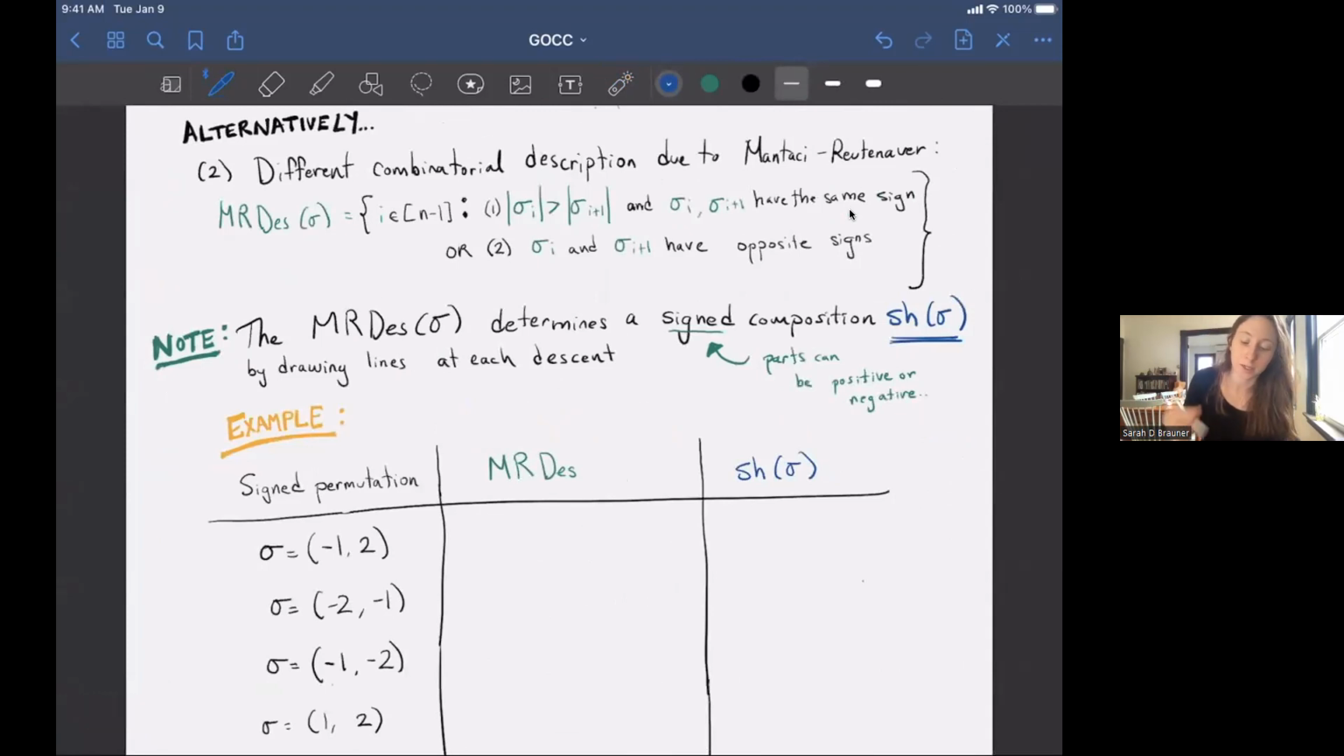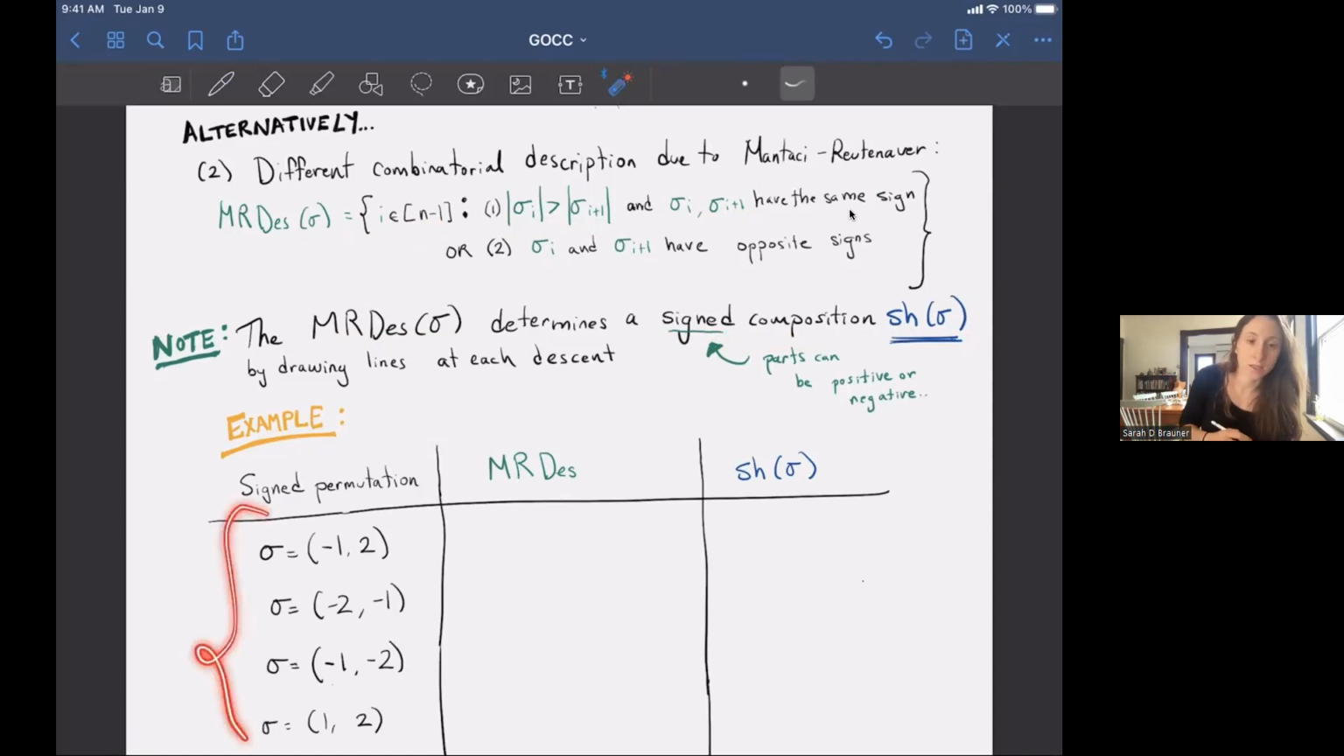So what I want to do is think about a different combinatorial description of descent. This one is due to Mantaci and Reutenauer. And here's how they define their descent. I'm thinking about indices in the set 1 through n-1. I'm going to say that sigma has a descent at position i if, when I take the absolute value, |sigma_i| is bigger than |sigma_{i+1}|, and sigma_i and sigma_{i+1} have the same sign, or they have opposite signs. This Mantaci-Reutenauer descent is going to define a signed integer composition. By signed, I mean my parts can be positive or negative. I'm just going to show you how to do that with an example.